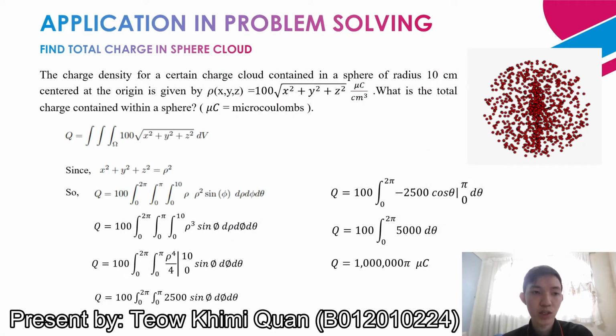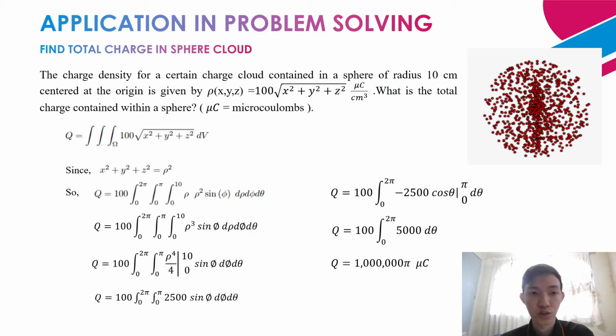My name is Teo Kimi Kwan and I will explain applications of triple integral in spherical coordinates to solve problems. The first one is to find total charge in a sphere cloud. We are given a charge density and we need to find the total charge contained within a sphere. The total charge is equal to the triple integral of charge density over the volume of a sphere. So x squared plus y squared plus z squared, we know that it is equal to rho squared, and we can plug it into the equation and we get a simplified version of the equation.